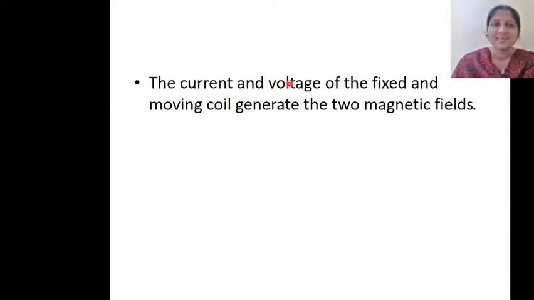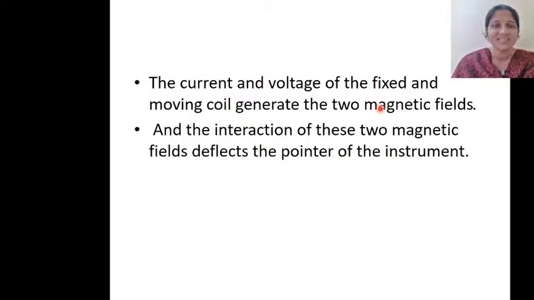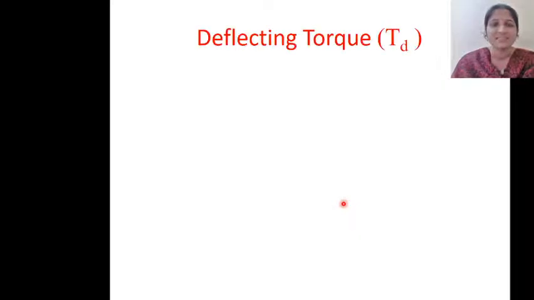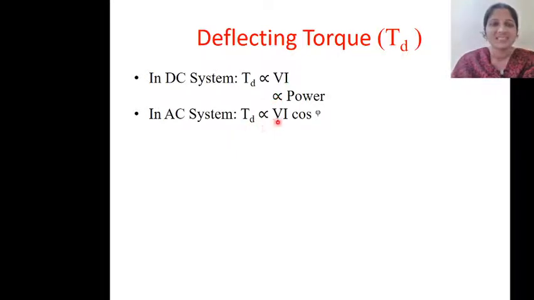The current and voltage of the fixed and moving coil generate two magnetic fields, and due to the interaction of these two magnetic fields, the pointer starts deflecting. This deflection of the pointer is directly proportional to the power flowing through it. This can be observed by using the relation. In a DC system, power is nothing but voltage into current. So the deflecting torque TD is proportional to voltage into current, that means power. In case of an AC system, TD is proportional to VI cos phi, that is AC power.